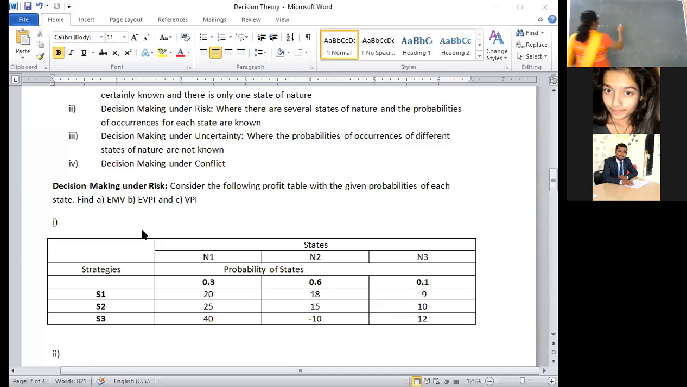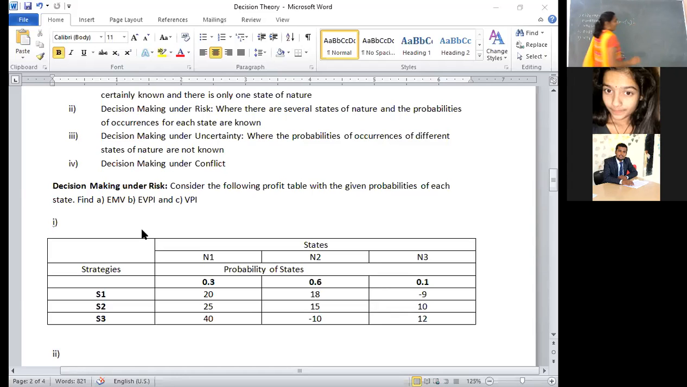Take the first problem, expected monetary value for strategy S1. Here, three strategies are given. Similarly, three states of nature are given. I told you strategies are always represented row wise, and states of nature are always represented column wise. If you want to find the expected monetary value criteria for strategy S1, we will write it as EMV of S1.